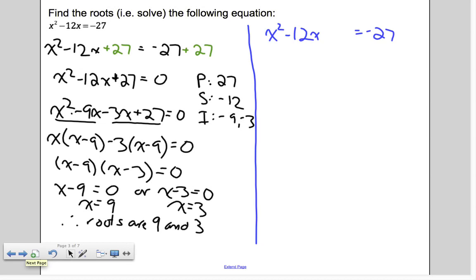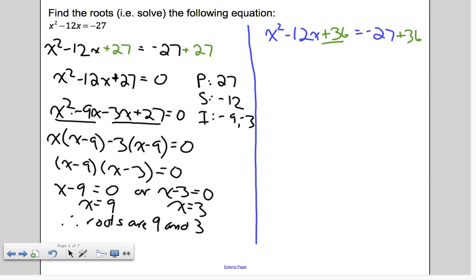So, what value can I put here to make that a perfect square? Plus 36, right? Negative 12 divided by 2 gives us negative 6. Square it, and I get plus 36. So I have to add 36 to that side now. A little bit different: I added 36 to my left, so I need to add 36 to my right.